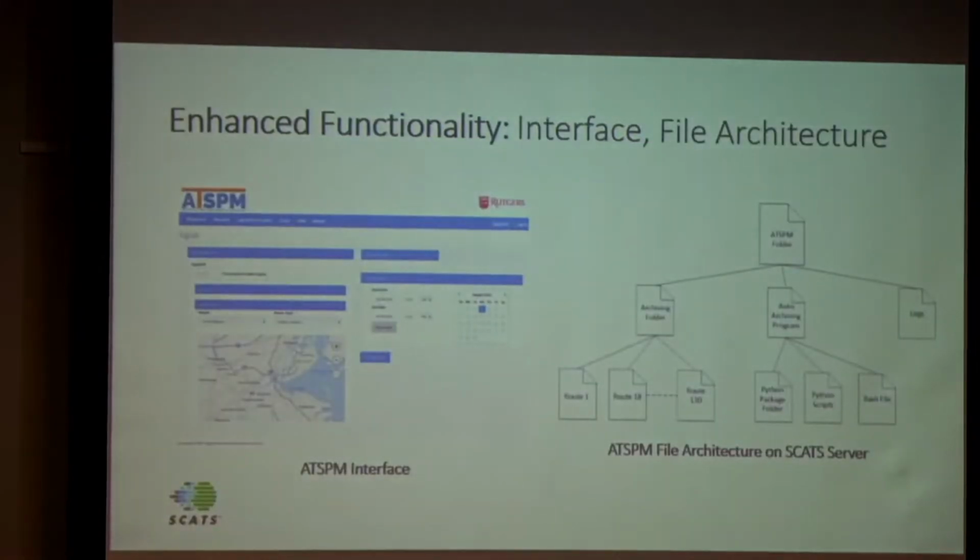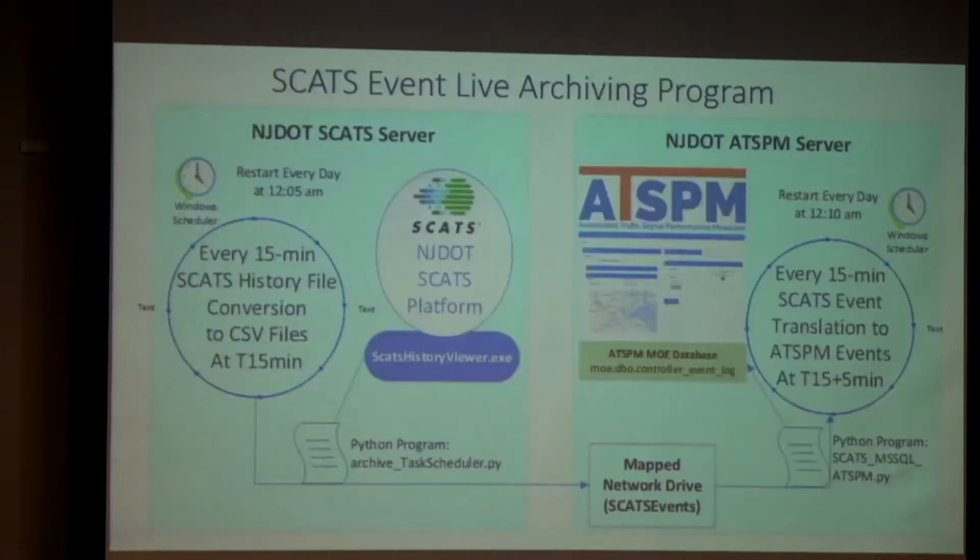This is a display of the interface of the ATS-PM, and this is essentially the file system we had to support that implements our proposed framework that links the SCATS system to ATS-PM. The basic interface has a map. All the locations that have a signal will have an icon displayed here, and then you can select from dates to generate the performance metrics.